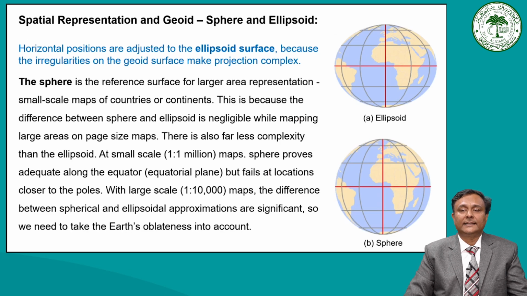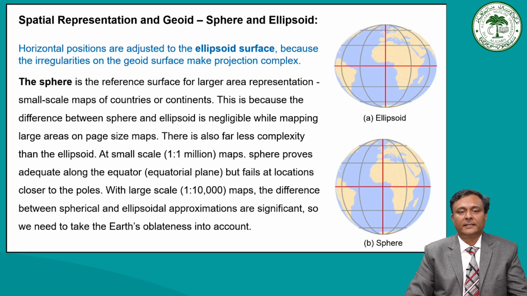Now assuming that the Earth is a sphere, it simplifies the calculations and works well to show a large area of the Earth, that means small scale. However, when working at large scales, an ellipsoid representation of Earth is required, where we can say that horizontal positions are adjusted to the ellipsoid surface, because the irregularities on the geoid surface make projection far more complex.